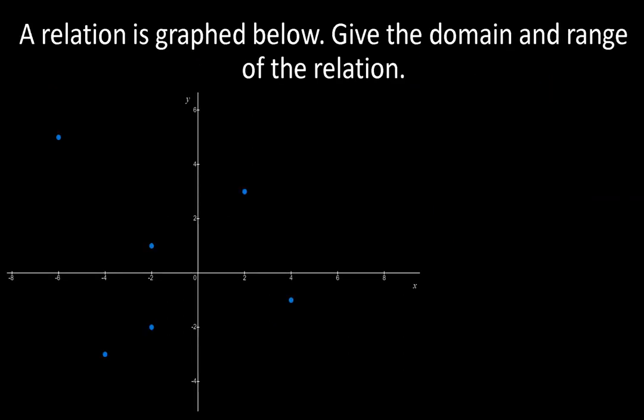Let's take a look at this example. This says a relation is graphed below. Give the domain and the range of the relation. In this example, we have 6 individual points that are graphed in the coordinate plane. Let's start by labeling each one of these points.